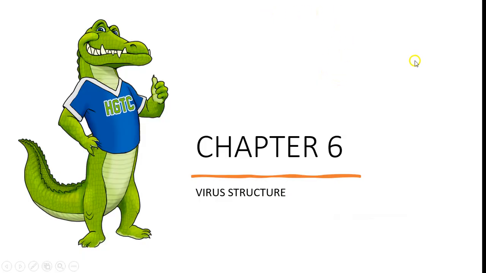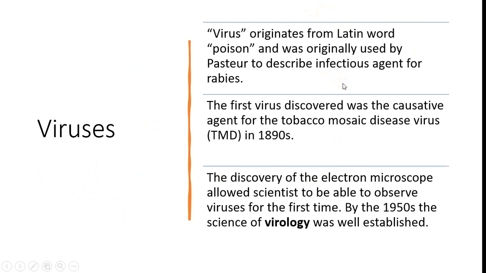In this chapter, we're going to begin our discussion on viruses. So to begin with, let's go back and do a little bit of remembering of the history. The term virus first originates from the word in Latin that means poison. You may recall that Louis Pasteur is the one credited with first using the term virus, and he did so to describe that causative agent when he was doing his research for rabies. Again, the first virus that was actually discovered was the one that was associated with the tobacco mosaic disease.